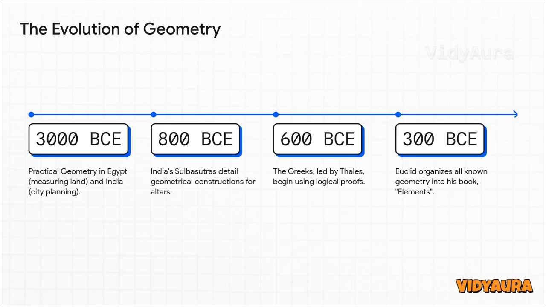Imagine this. In ancient Egypt, the Nile River would flood every single year, and they needed geometry to measure and redraw all the property lines. In ancient India, it was crucial for planning entire cities and building these incredibly precise religious altars. But then the ancient Greeks came along and started asking a totally new kind of question. Why? Why does this actually work? And let me tell you, that one little question changed everything. It turned geometry from just a how-to guide into a powerful system of logic.